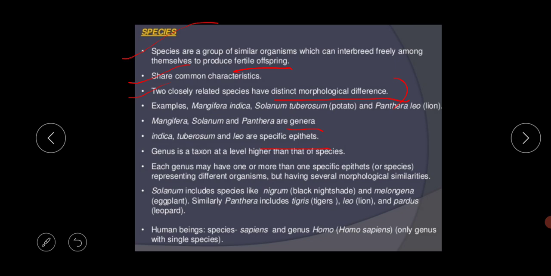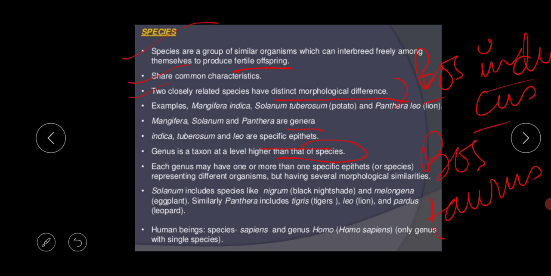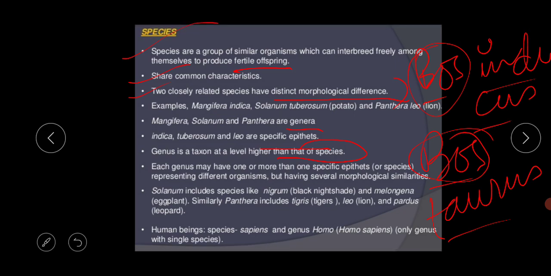So genus is a taxon at a level higher than that of the species. Each genus may have one or more than one specific epithet. Suppose the scientific name of the cow is sometimes considered as Bos indicus and sometimes Bos taurus. Here Bos is the genus name. I think all of you know this. So the genus name is the same, but there are two species names, one indicus and the other taurus.